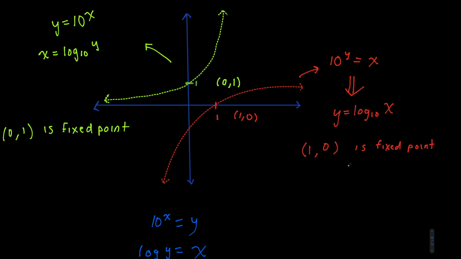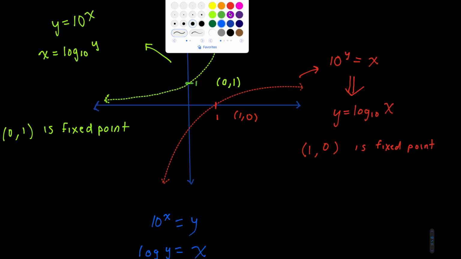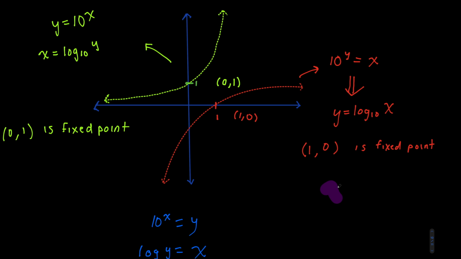So if we reverse y equals 10 to the x, now we have x equals 10 to the y. Now again, this is y equals log x. So these two are the same, and then these two are the same. So on the log y equals x graph, this is basically 10 to the x equals y. It's an exponential function, and 0, 1 is always a fixed point on that graph, and on any exponential increase graph like this. But the inverse of that, 10 to the y equals x, we basically have y equals log x.